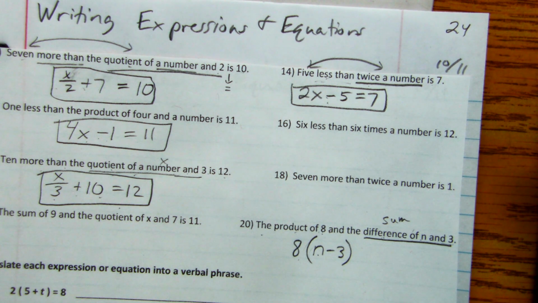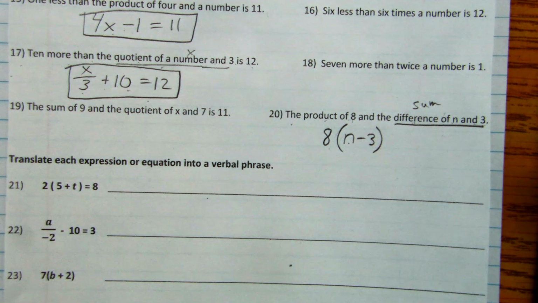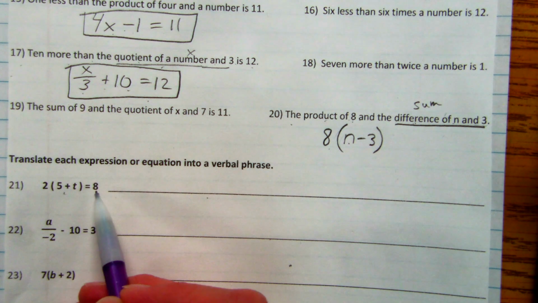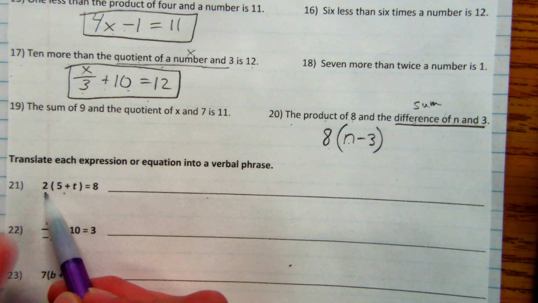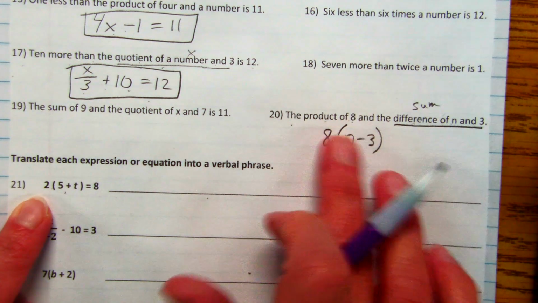And so we have to really focus on this. So when I get down then to going the other way, where we're going to translate the expression or equation into a verbal phrase, which just means we're going to write it in words, the very first one that they have has parentheses. So I'm actually going to start just with the 2, and I'm going to word it kind of like this so I can use this as a model.